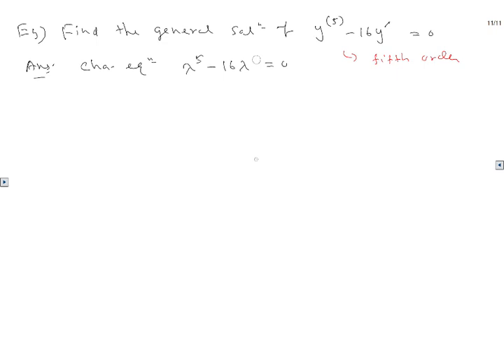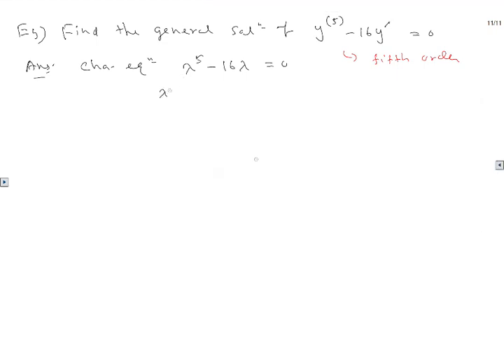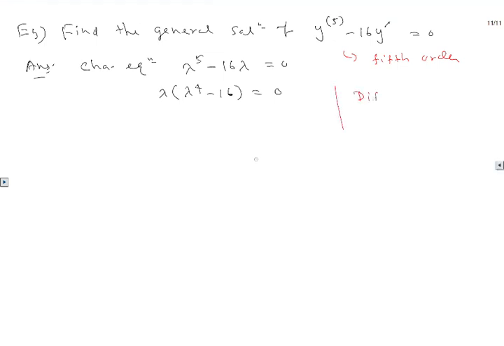So then what do you get? How do we factor this? Let's think of the factors. You can see that lambda is common, so I'm going to take that as a factor. Once you take that out, you're going to get lambda to the 4th power minus 16 equals 0. Now, how do we factor the other one? You can use the difference of squares formula here.